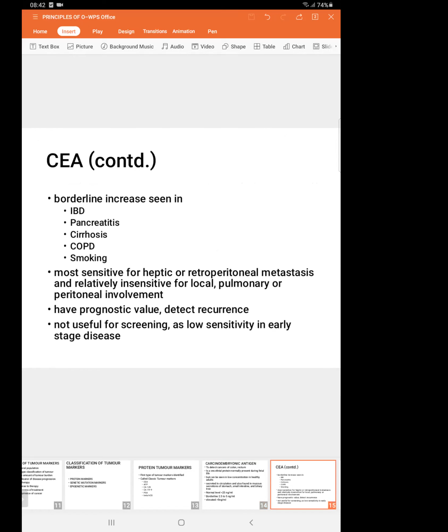But serum CEA can be borderline increased in inflammatory bowel disease, pancreatitis, cirrhosis, COPD, and heavy smoking. And serum CEA is most sensitive for hepatic or retroperitoneal metastasis rather than local or pulmonary or peritoneal involvement of colorectal carcinomas. And it has more of prognostic value and can detect recurrence rather than screening, since it is non-specific and present in small amounts in early stage of the disease.